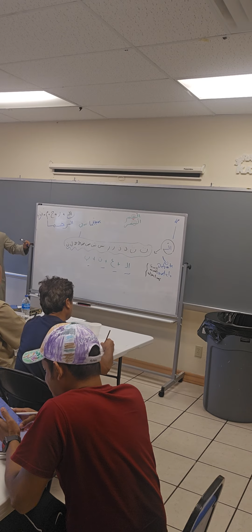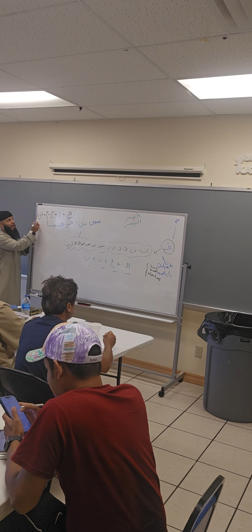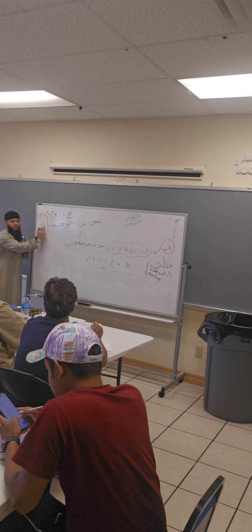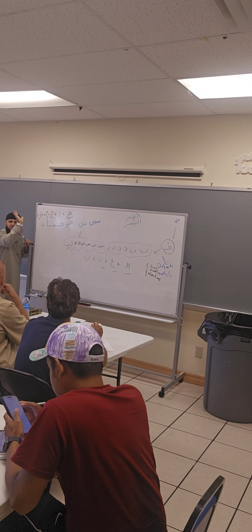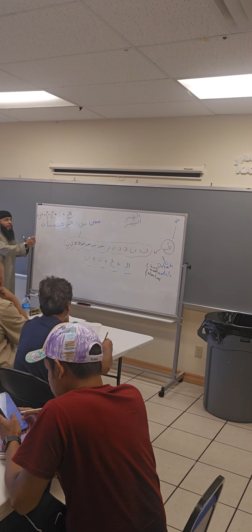Ar-Rahman. Now the Na is going to be by itself. Why are we writing the Na like this? Because the Alif doesn't have a connection. So you're going to keep the Na just as it is, by itself, in its original shape.